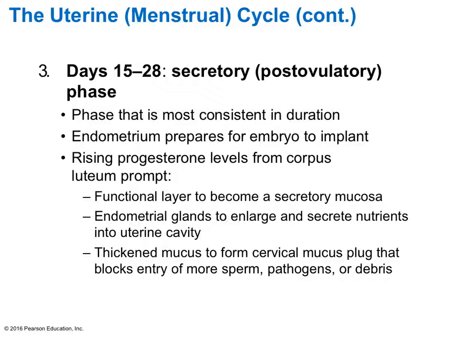Now, after ovulation, we get to the secretory phase, which is when progesterone is helping to prepare the endometrium for a possible implantation. And there's a period of about 10 days after ovulation where the corpus luteum is producing progesterone. The changes occurring during this phase include the stratum functionalis becoming a secretory mucosa in order to secrete nutrients that the developing embryo would potentially need. Also forming a cervical mucus plug that's going to prevent the entry of any other sperm or etc. into the uterus.